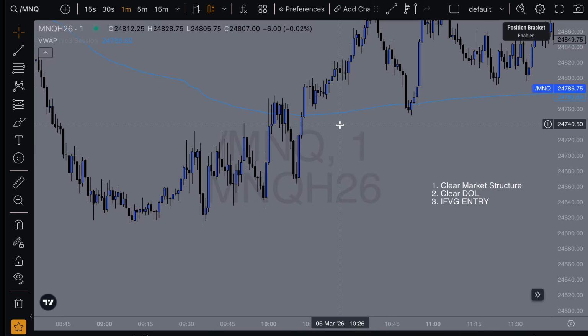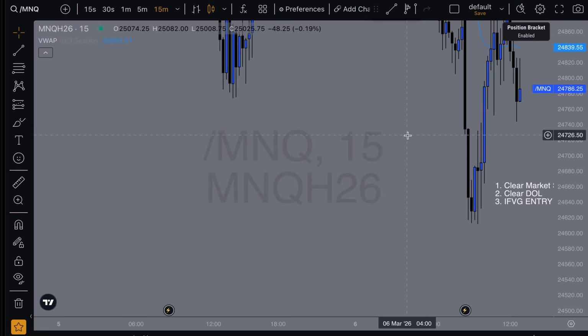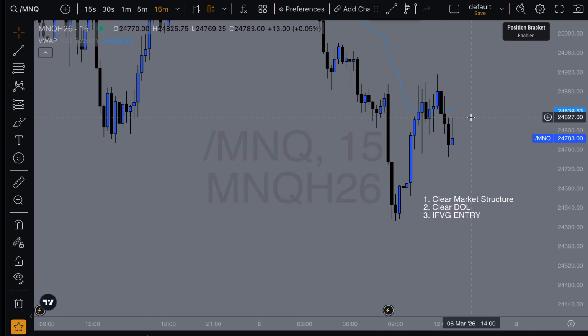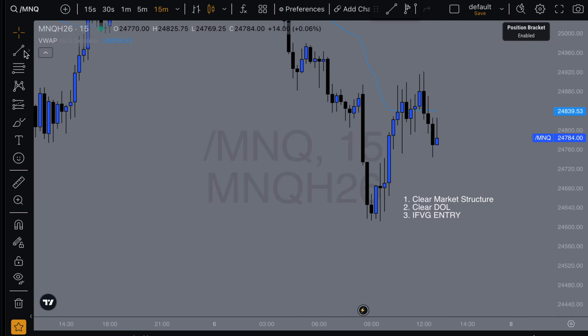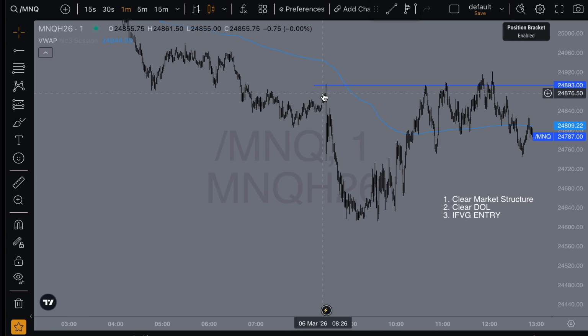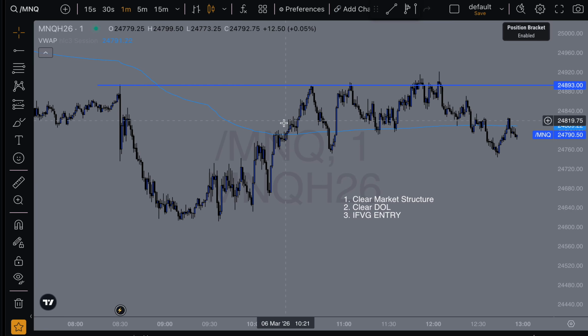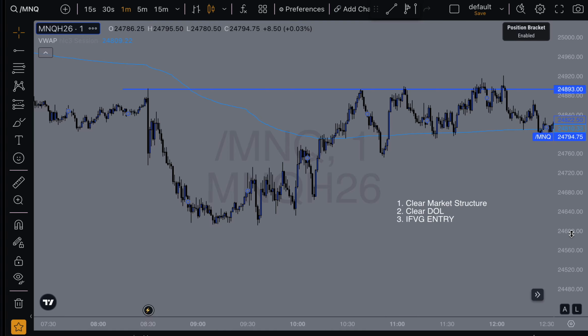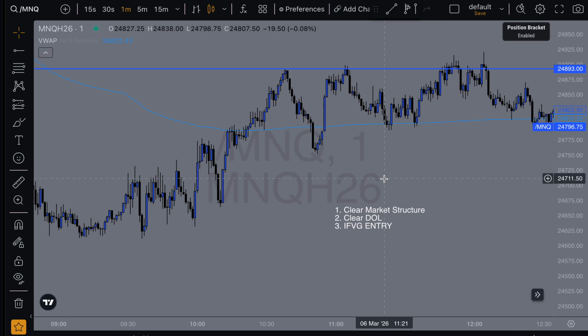Next step, clear draw and liquidity. Today, we had news at 8:30 in the morning, right here. We had 4 red folder news events at this data high at 8:30. Very, very obvious draw and liquidity. That is what I was targeting.